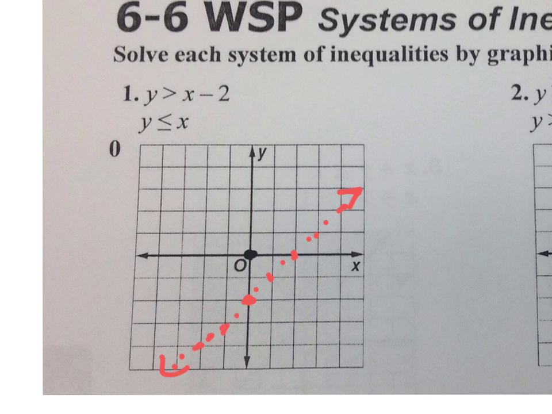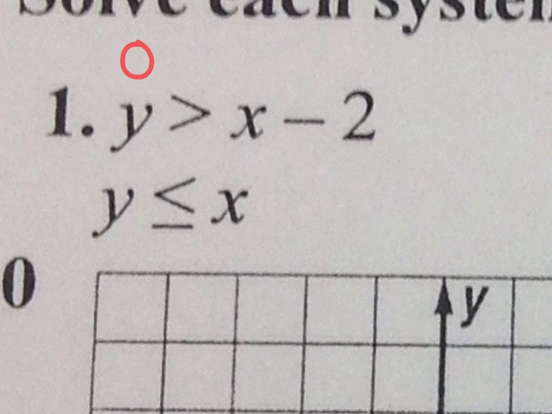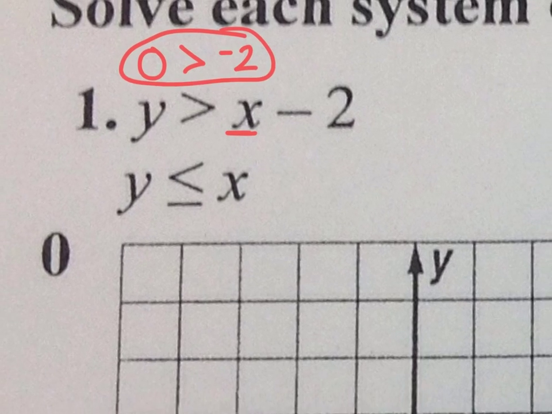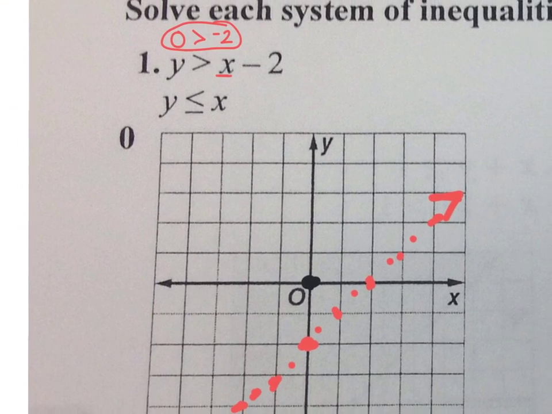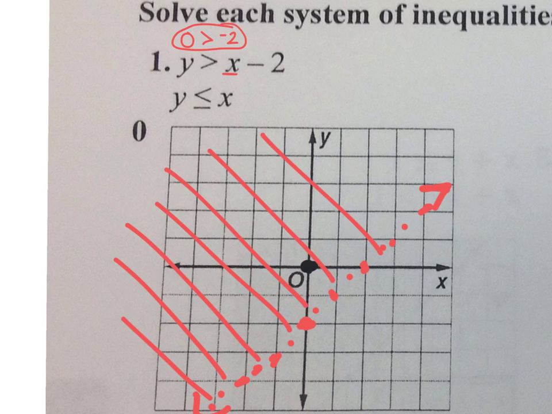So let's check and see if 0, 0 is an answer. It's as simple as plugging in a 0 for x and a 0 for y. 0 is greater than, if you plug in a 0 right here, it's just going to be a -2 because 0 take away 2 is -2. So is this true or false? 0 is greater than -2. That is true, which means that your answers are above the red line, so you shade in everything up here. Okay, so now we're going to go to the other one.